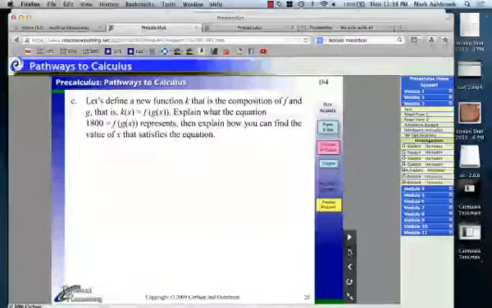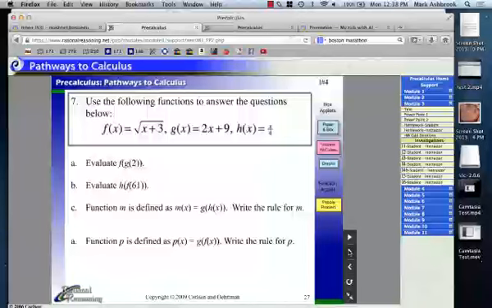Okay. So I want you to skip up to this page. Where's this? What page is this?